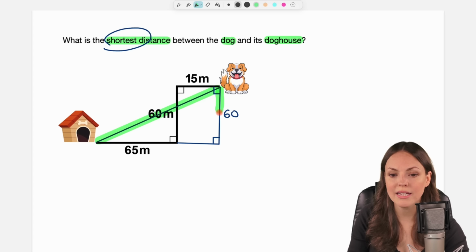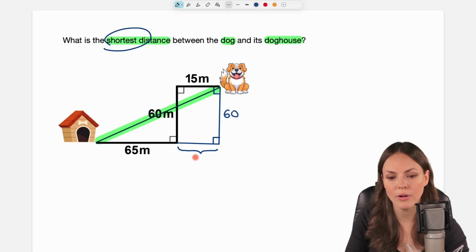We know the length of this side. What about this part here? This is just the 15. So we even know the length of this part, which means that we know the length of the entire side by taking 65 plus 15, which equals 80 then.